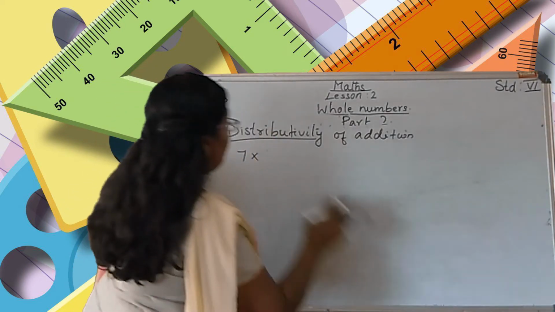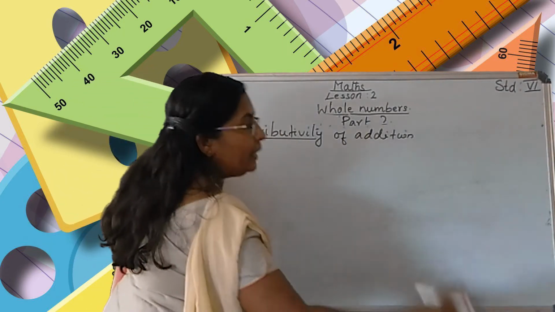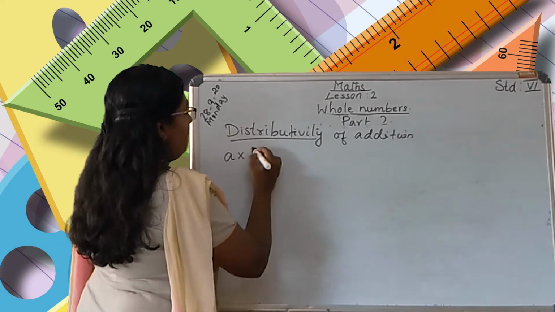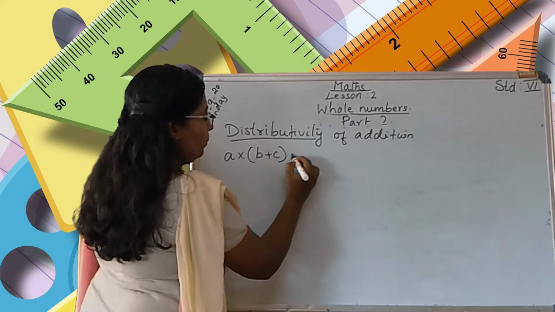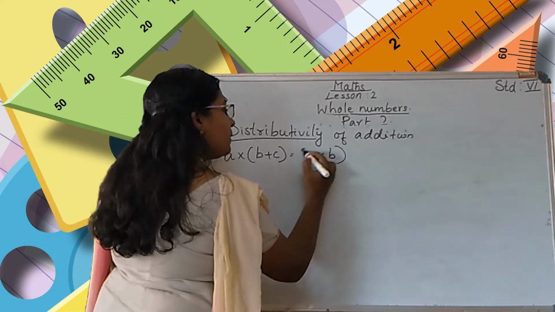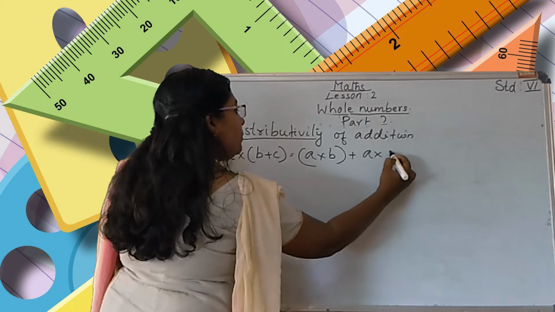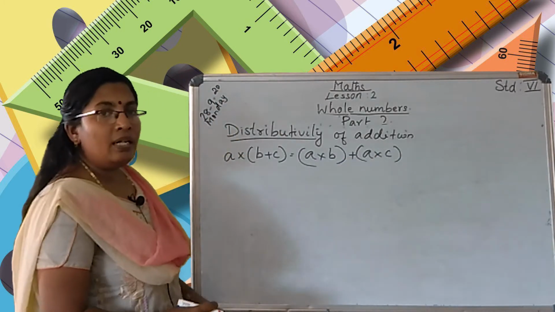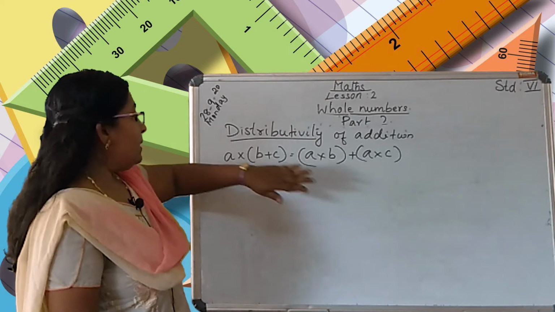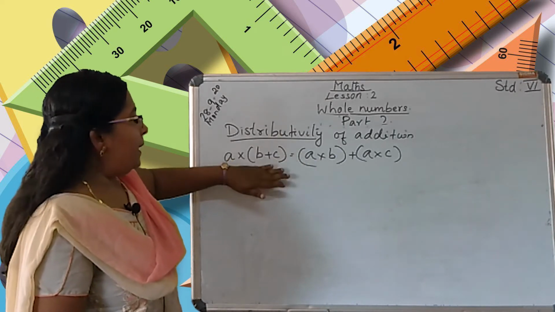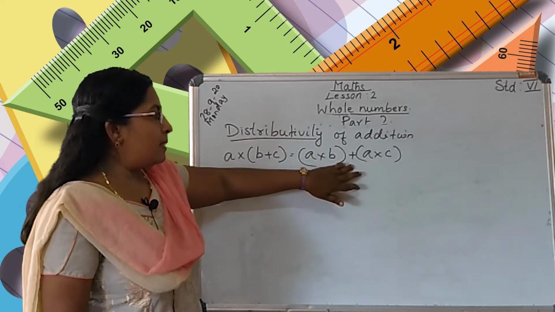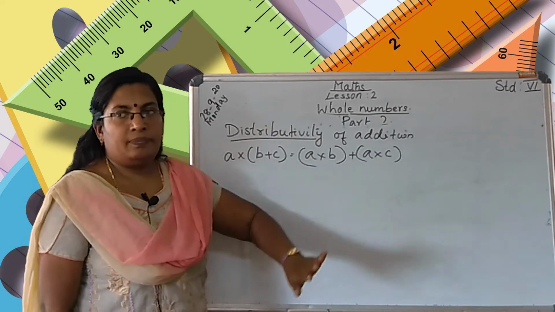Okay, first we can see the formula, distributivity of addition. A into B plus C equal to A into B plus A into C. This is the distributivity of addition formula. What is that? A into B plus C equal to A into B plus A into C.